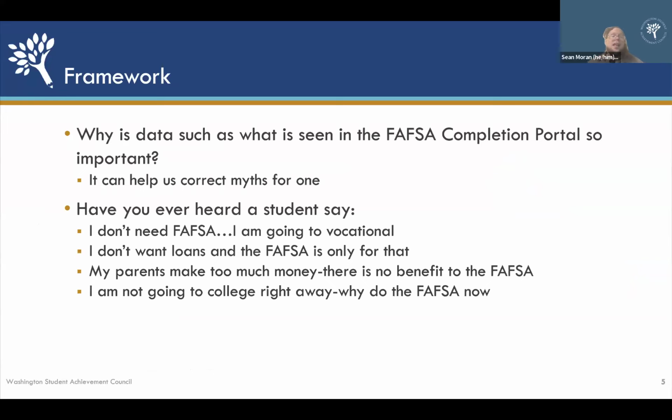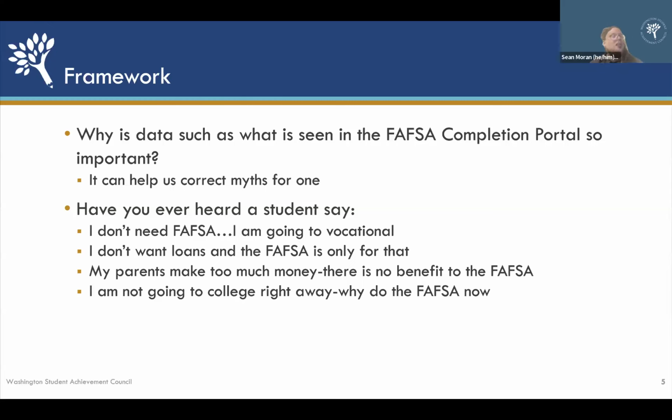But also, it helps us see what students have submitted and what students have submitted with errors, make sure that things are getting corrected. Another big thing is that whenever we're looking at data, it also allows us to think about what a student may believe and what may bring them to not complete the FAFSA? I will be bringing up something later, which is the WASFA, because that is an important part of these conversations as well. So one of the big things is "I don't need the FAFSA."